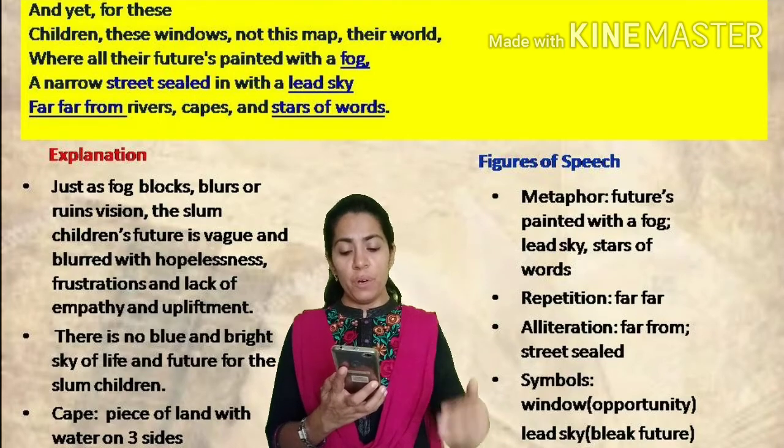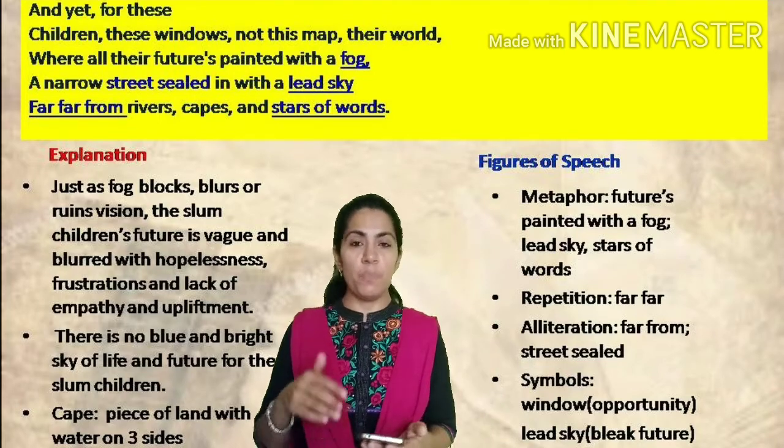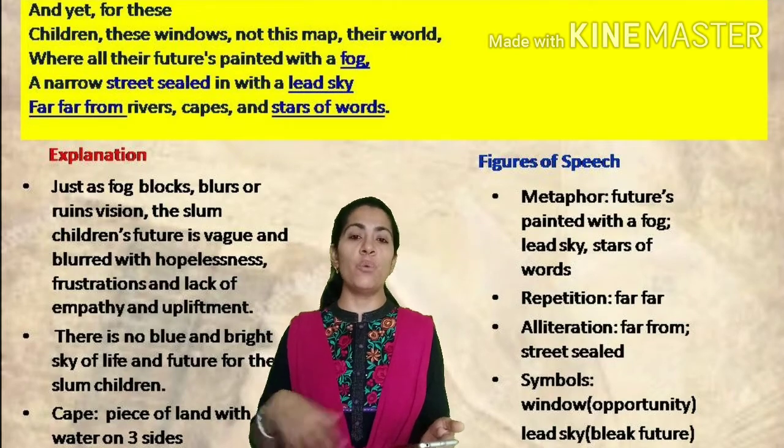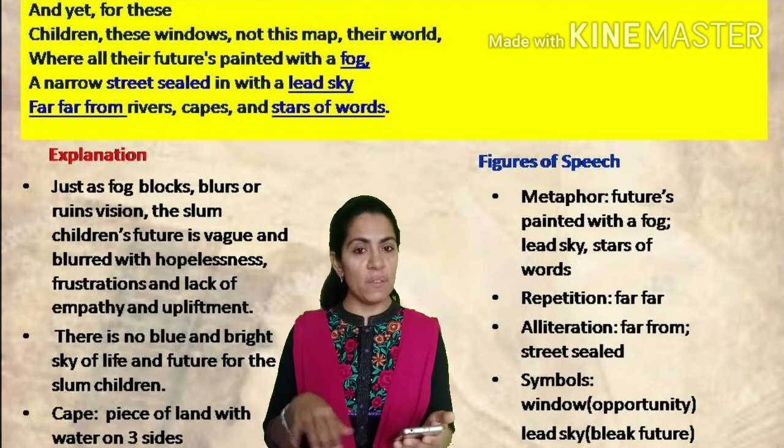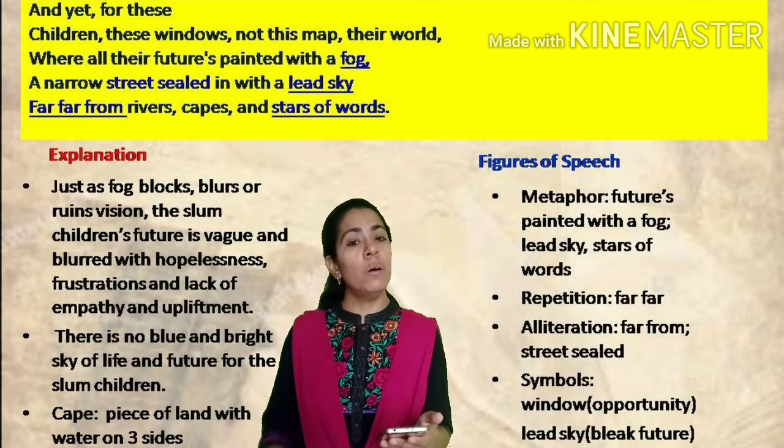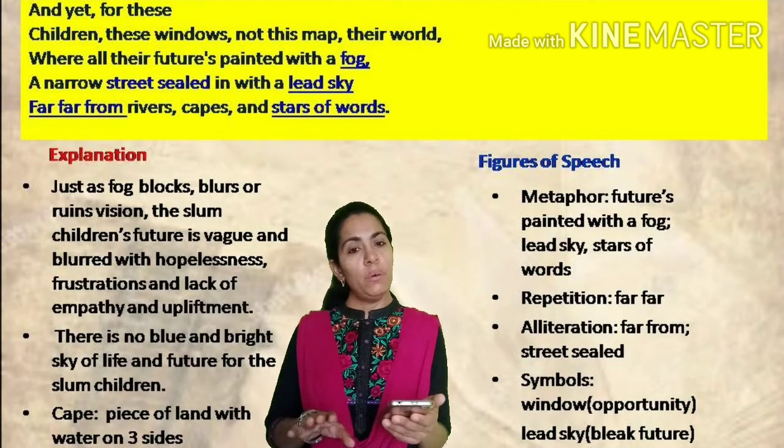Far, far from rivers, capes, and stars of the world. And capes is a land which is surrounded by water on three sides, a land jutting out in the sea.